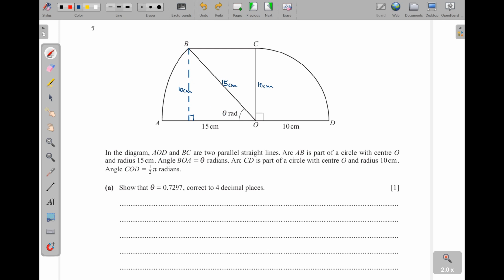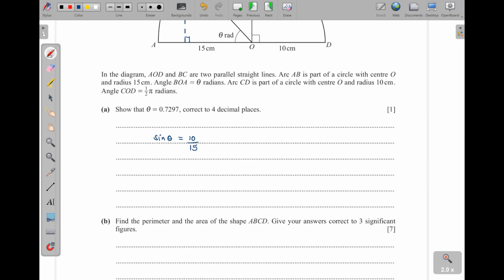So opposite and hypotenuse, that will be a sine. So we shall say sine of theta is equal to the opposite, which is 10, out of the hypotenuse, which is 15. So theta is going to be equal to the arc sine of 10 out of 15. Here your calculator must be in radians. In circular measure, please remember that the calculator has to always be in radians.